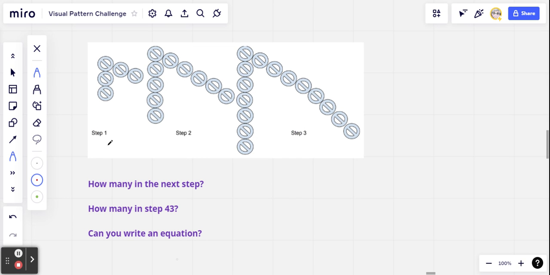Here's our pattern today. Here's step 1, here's step 2, here's step 3. Your challenge is to predict the number of these, what are they, sort of no symbols, prohibited symbols in step 4. If you can do that, can you predict the number in step 43? And can you write an equation to predict the number of these symbols in any step at all? So that's the challenge. If you'd like to accept it, pause the video and see what you can do.